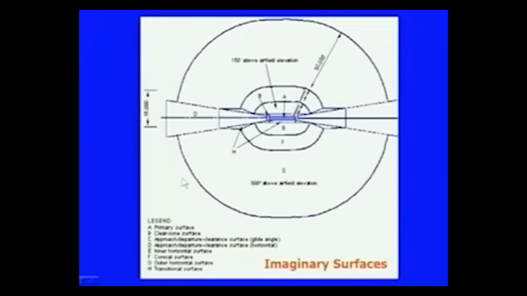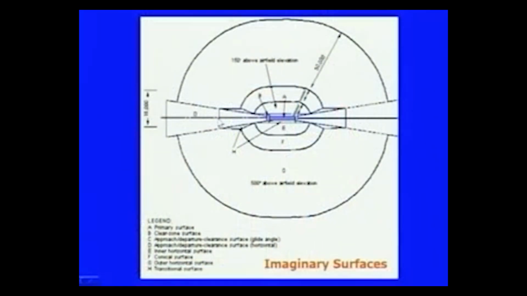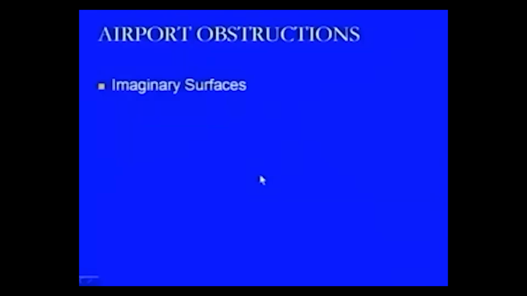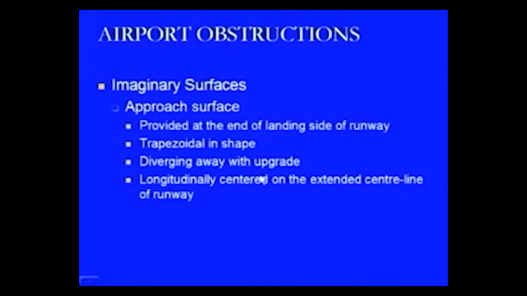So, all these surfaces we will be discussing one by one, just to give you an idea of how the various surfaces are and how they come out. The approach surface is with respect to this runway strip only, and in between there is a transition surface and the horizontal and the gliding approach surface. Then there is an inner horizontal surface and an outer horizontal surface. In between these two there is a conical surface. So, we will be discussing all these types of surfaces. We start with the approach surface.